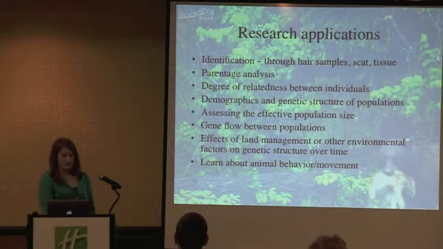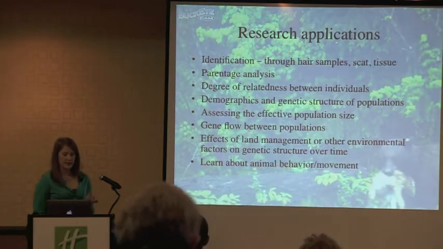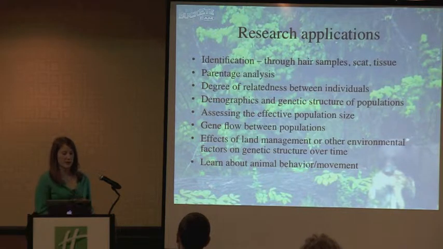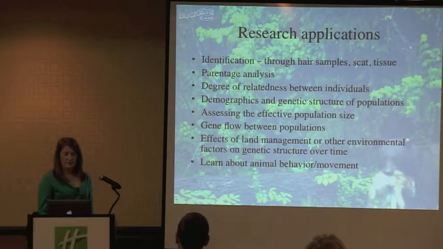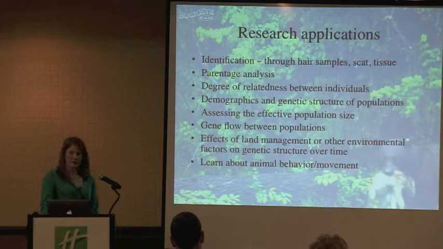So from there, we can start asking questions about our population of interest. We can begin first by identifying the individuals within our population through hair samples, through scat, or sometimes tissue. We can look at parentage. We can look at the degree of relatedness between individuals. We can look at the demographics and the genetic structure of our populations. We can assess the effective population size. We can look at gene flow between populations, or the effects of land management or other environmental factors on the genetic structure over time. And of course, just learning about animal behavior and movement.